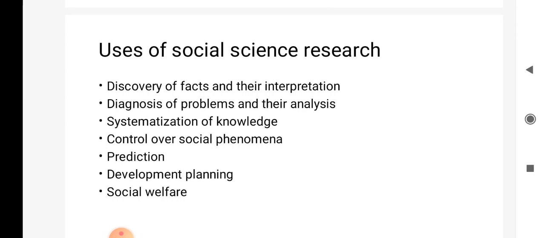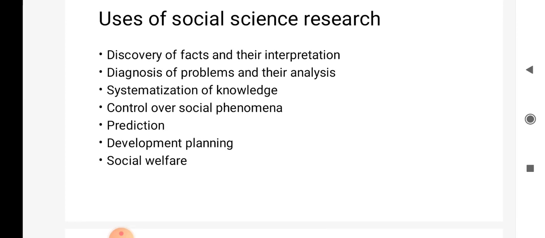Systematization of knowledge. So we can make some generalizations about a particular issue. For example, if we consider COVID-19, now we are able to find out that there are some precautionary measures through which we can decrease the spread of the disease, that is maintaining social distancing, sanitization, mask, and so we can generalize some principles relating to a particular issue if we are doing social science research. So that is systematization of knowledge.